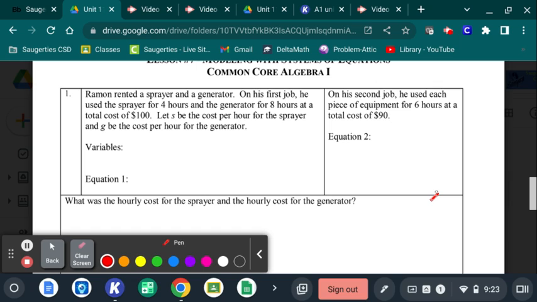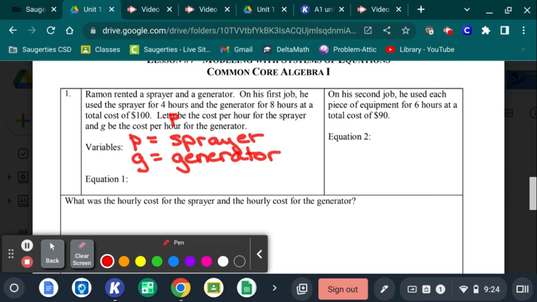So they say S is the cost per hour for the sprayer. I don't like using S's, so I'm going to just change that to P. And G is the cost per hour for the generator. So our variables: P is the cost for the sprayer, and I'm not writing an entire sentence, and G is the cost for a generator. You can really use whatever letters you want, but if you make it work in the problem, it might be a little bit easier to come up with an equation.